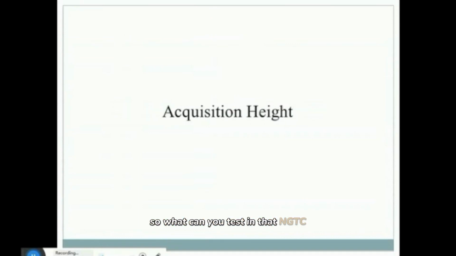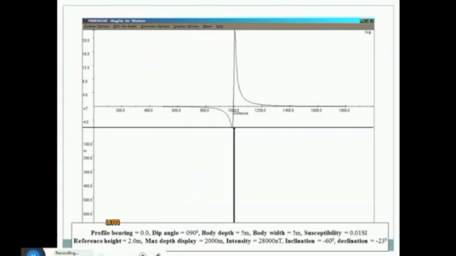Okay, so what can you test in Mag2DC? Acquisition height. This is the height at which you collect your data. So usually if you're holding the magnetometer, it's a meter or 2 meters. So here, we've got a profile at a bearing of 0, so that means I'm going north. I've got a dike here, dipping at 90 degrees. The body depth, you can't really see it here, but it's 5 meters below the surface. It's got a width of 5 meters, a susceptibility of 0.01. Reference height 2 meters. Maximum depth display, that's the same as Grav2DC, 2,000 meters. And intensity, inclination, and declination: these are values describing the main magnetic field where you're doing your survey.